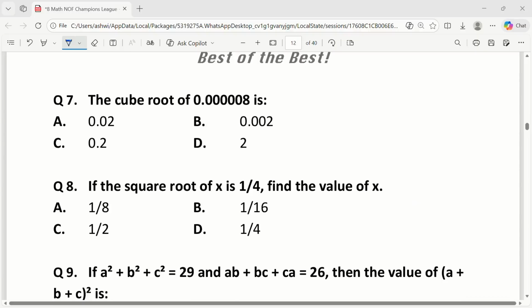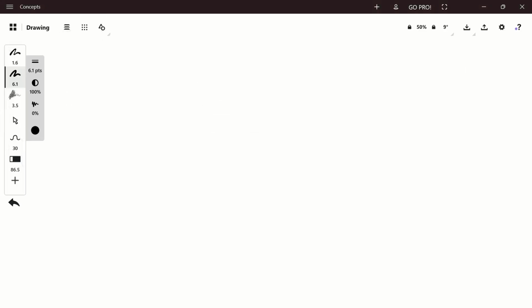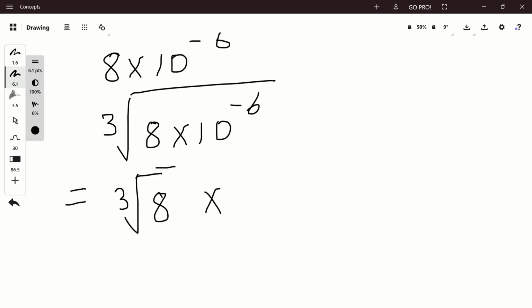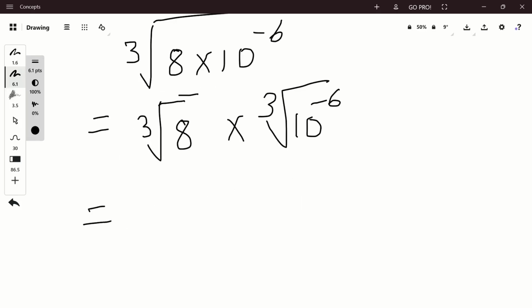Question 7. The cube root of 0.000008 is. The number can be written as 8 into 10 to the power minus 6. The cube root of 8 into 10 to the power minus 6 can also be written as cube root of 8 into cube root of 10 to the power minus 6, which is equal to 2 into 10 to the power minus 2.